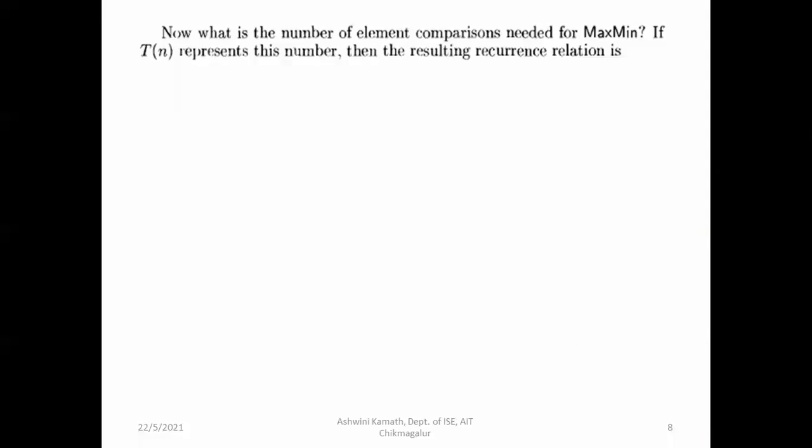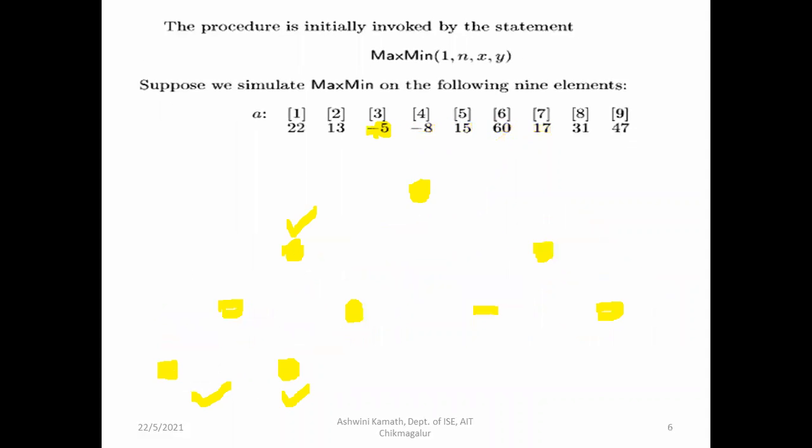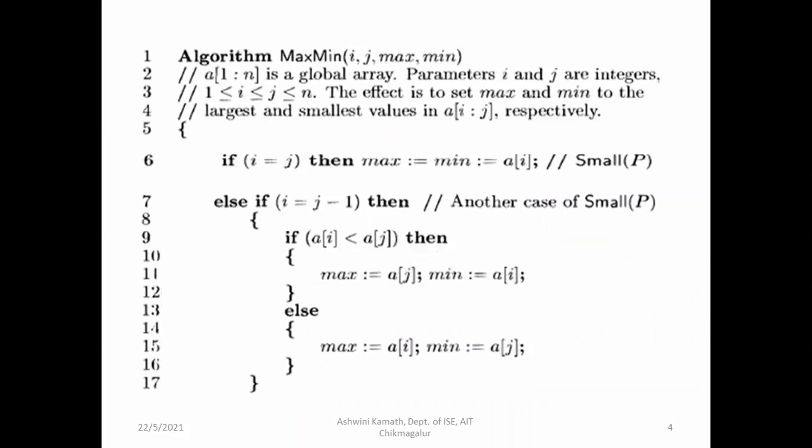If T of n represents the number of element comparisons, then, since it is a recursive function, we have to write the recurrence relation. We have already learned about this, so we are applying that. If T of n is equal to... when n is equal to 2, how many comparisons do we need? We need one comparison, right? You can see the function.